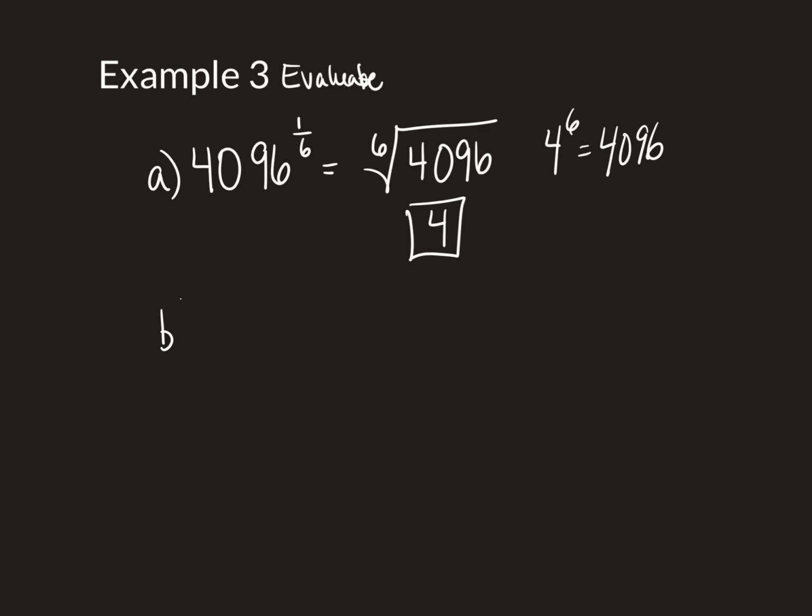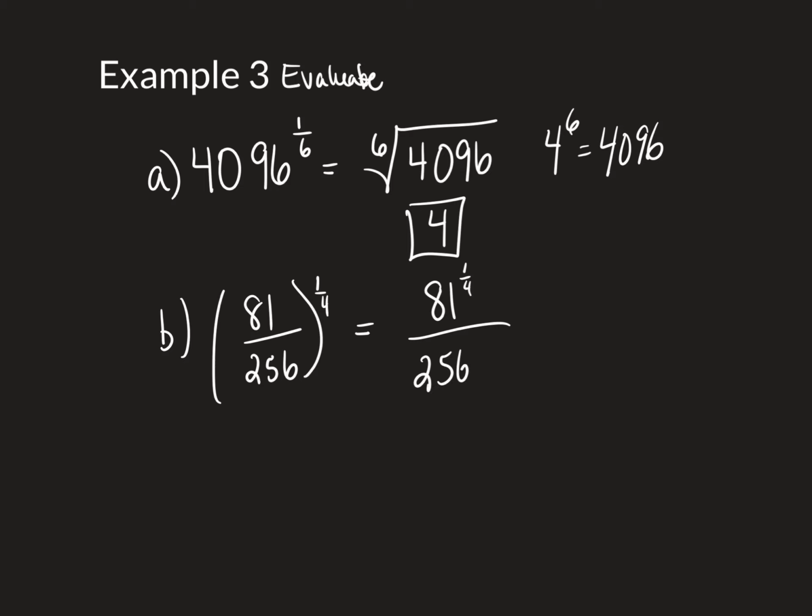Now letter B looks a little different. It's 81 over 256 raised to the 1/4 power. So remember, we need to do this power of a quotient. That means I have 81 to the 1/4, and I have 256 to the 1/4. Rewrite the rational exponent as a radical: the fourth root of 81 to the first power divided by the fourth root of 256 to the first power.